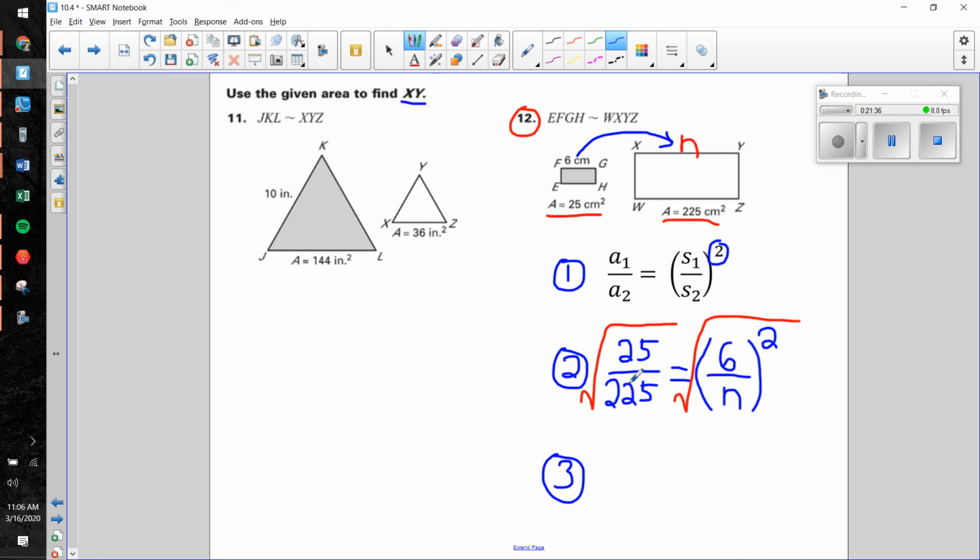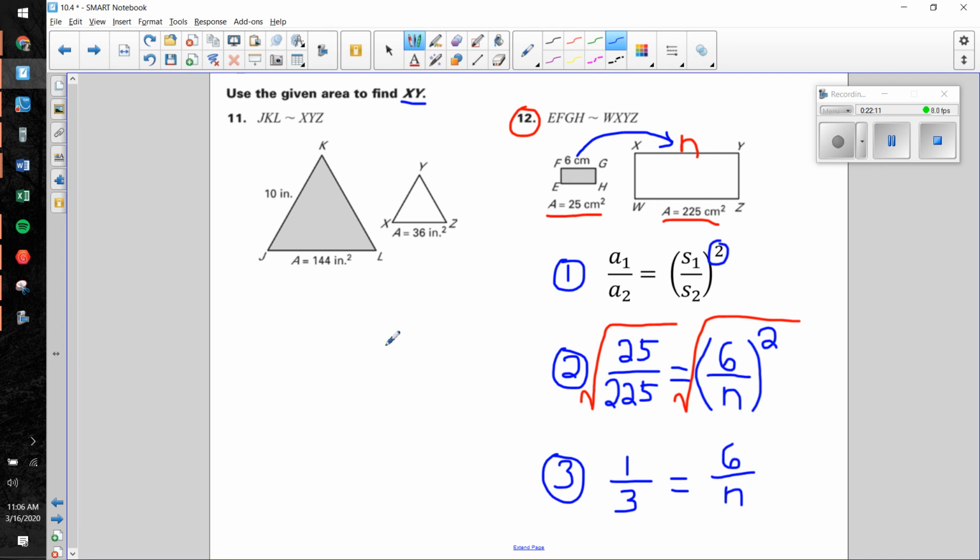You guys can use your calculators here if you need to take the square root of these numbers right here, but hopefully we recognize a couple of these. The square root of 25 is 5, and the square root of 225 is 15. But the 5 over 15 is going to simplify further to a 1 over 3. And again, if you did that all in your calculator, it would tell you that in one step. Over here on the right, the square and the square root cancel. And so what we have on the left, the 1/3, is just equal to a 6 over an n.